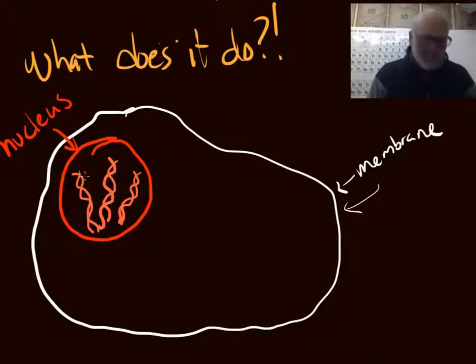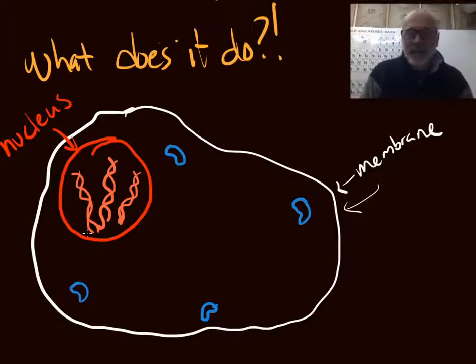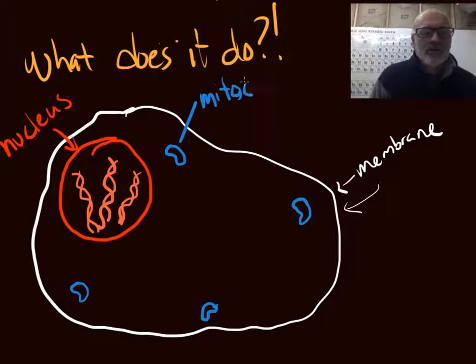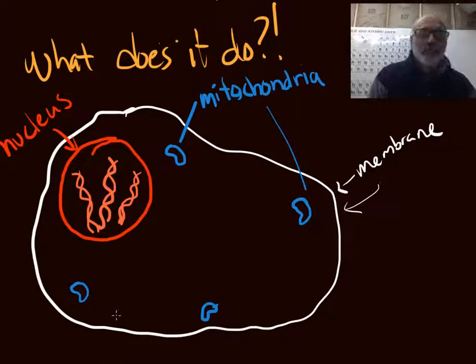We have these things inside the cell that are like machines. They do work. I'm going to only tell you about a couple of them. One of them, I'll make in blue. They look like little beans in here. These are called mitochondria. Don't worry about the words, we'll get to those later. Mitochondrion is really what they are, but we'll say mitochondria. And what they do is they provide energy for the cell.